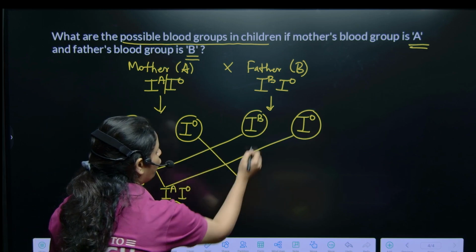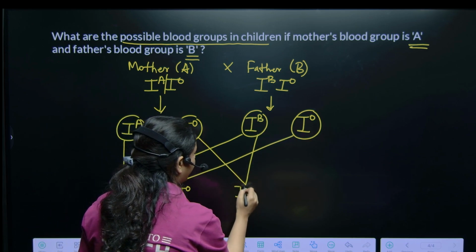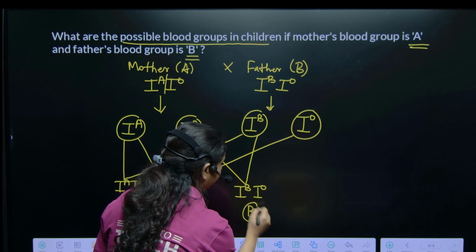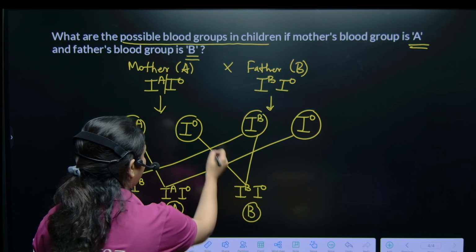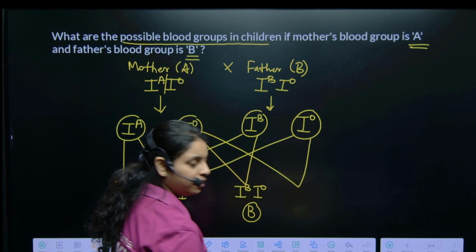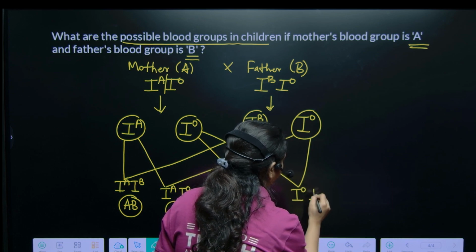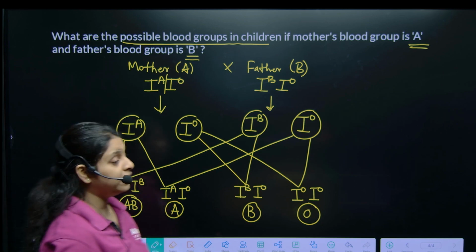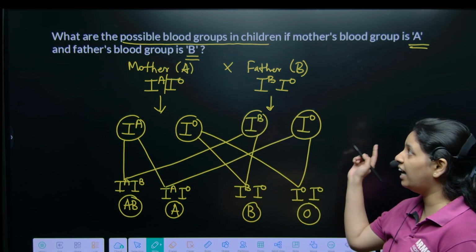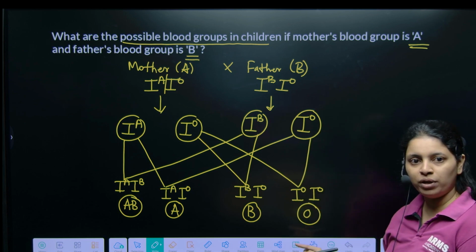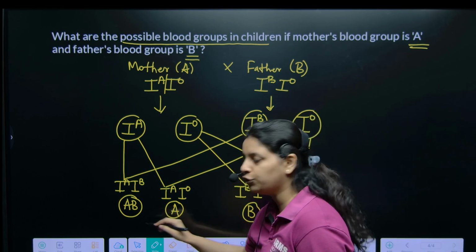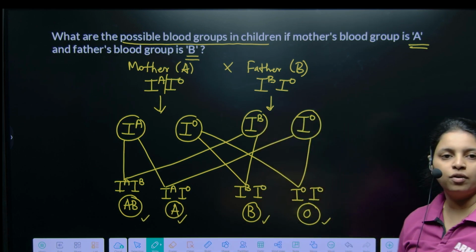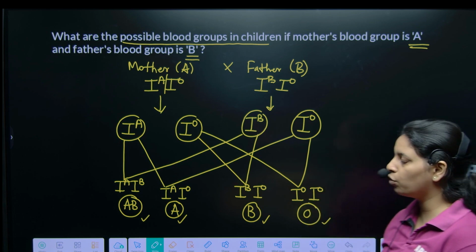Next, we have this IO and IB together. So we have the genotype IBIO. What will be the blood group? IB is dominating completely, so B blood group. And last, we have IOIO together. If both the recessive alleles are together, then the blood group here is O. This is the fourth blood group. So here you can see, if the parent blood groups are given as A and B, then we have solved this problem and we get the answer that all four blood groups are possible: AB, A, B, and O.